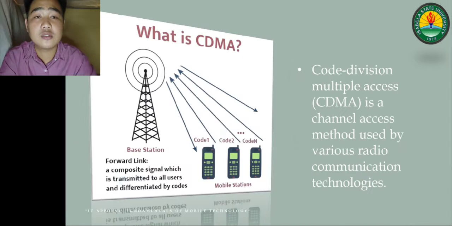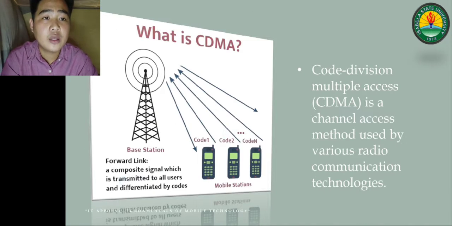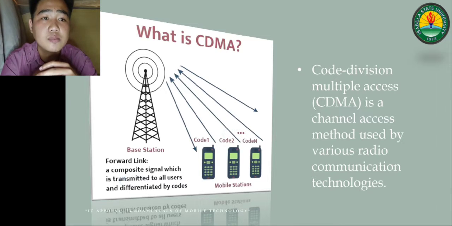Next is, what is CDMA? Code division multiple access or CDMA is a channel access method used by various radio communication technologies. This is basically an algorithm that helps a user capture a number of channels to be used in the same bandwidth.